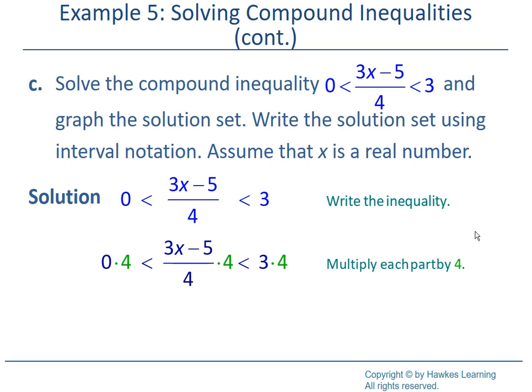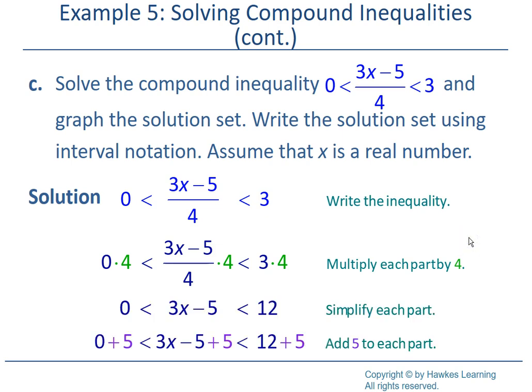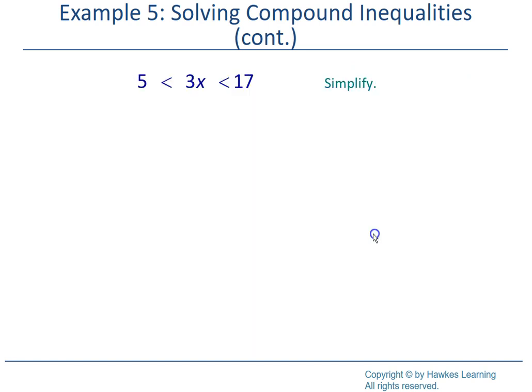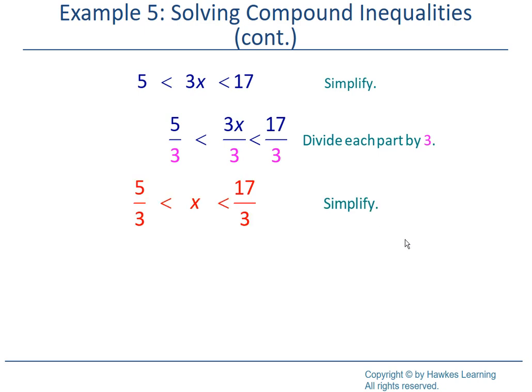So again, they're multiplying each term by 4. Now we're getting rid of the negative 5. They're using it horizontally. I like that vertical method. We get this. Now we're going to divide each term by 3. And there's our inequality. And there's our graph.